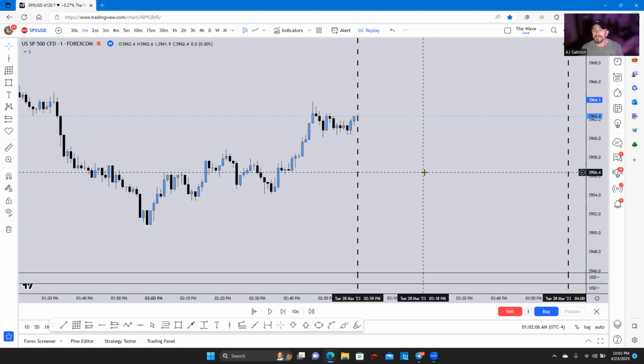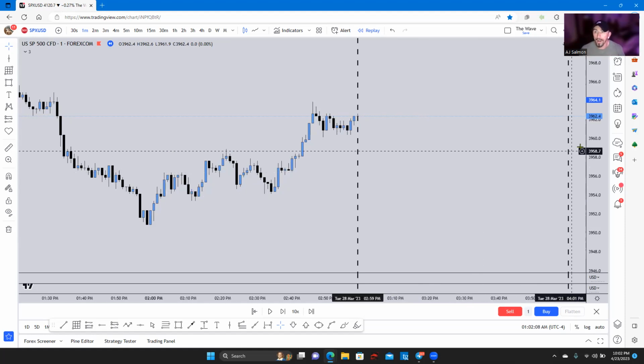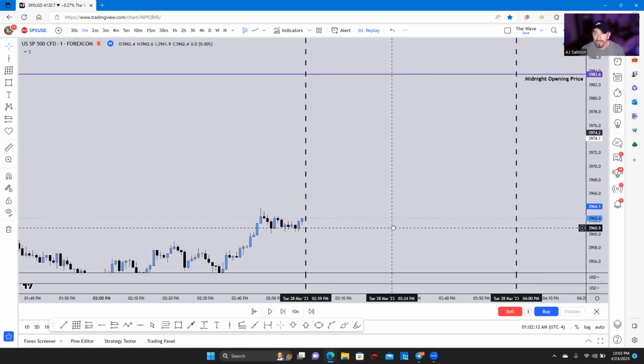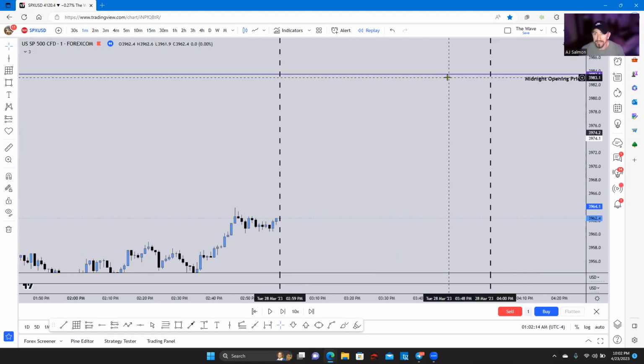Now, for this, you will need to know where your midnight opening price is. Okay. So here is this purple line we have. This is the midnight opening price. This is the price at midnight, New York time, the price open to. This is almost like a magnet for the end of the day.